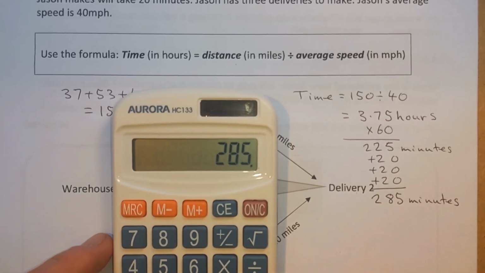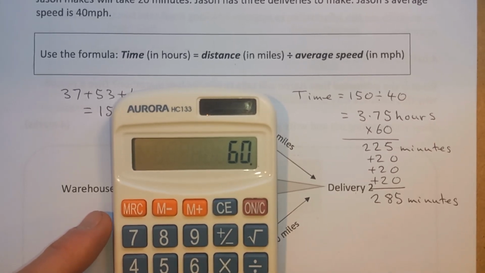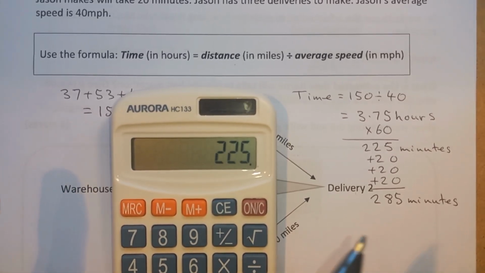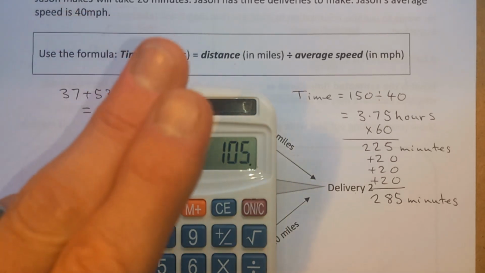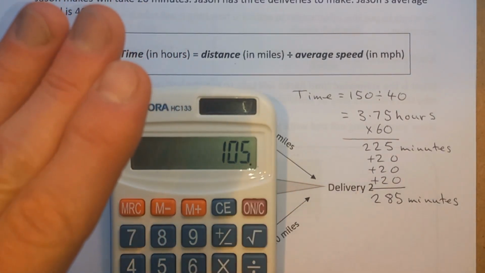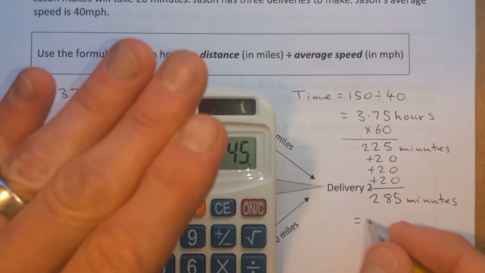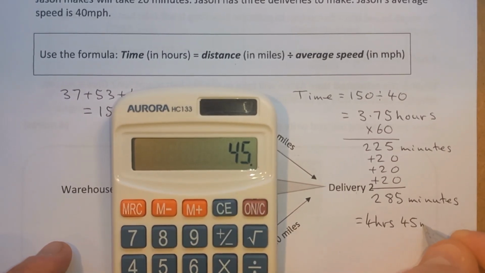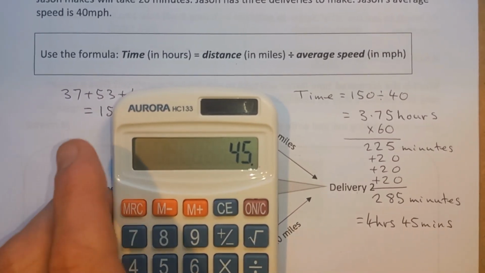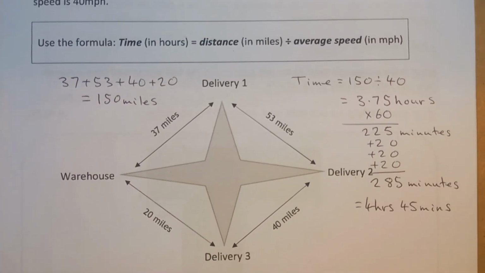So what I'm going to do is say, well, how many hours are in there? Well, I'm just going to keep taking 60 off, so that's 1 hour. Can I take another 60 off? Yes, that's 2 hours. Another 60, that's 3 hours. We can still take 60 off, so that's 4 hours. So it's 4 hours, and we've got 45 minutes left. So all we need to do with that now is to add it on to our starting time.